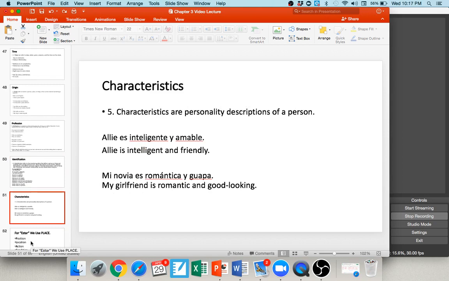So my best friend, Ali, es inteligente y amable. Ali is intelligent and friendly. Mi novia es romántica y guapa. So my girlfriend is romantic and she's good looking. Okay, these are characteristics. So therefore, I'm using the verb ser instead of estar. These are more permanent things that don't change. So we're using ser. So one more time: ser, TOPIC, time, origin, profession, identification, characteristics.